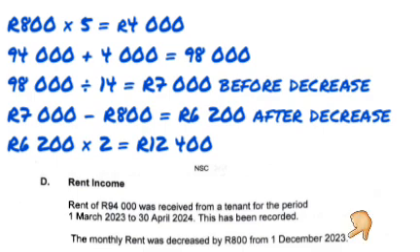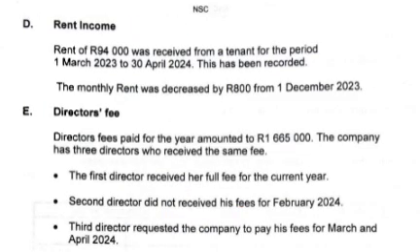Because the decrease happened on 1 December last year, which is 1 December 2023, and these ones are March. This is the March of 2024 and the April of 2024. So that means for rent I owe the 12,400.